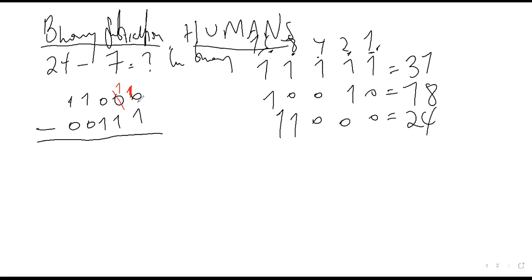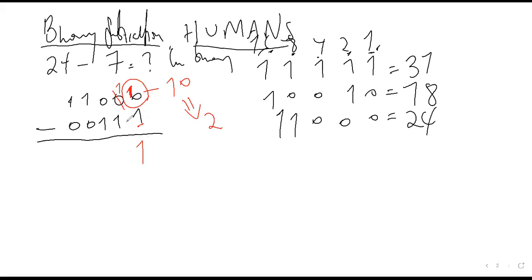And when I borrow that 1, what becomes of this number? It becomes a 1 0. A 1 0 in binary is a 2 in decimal. So you take this 1 0, you say it is a 2 in decimal, and you say 2 minus 1. 2 minus 1, you get a 1.